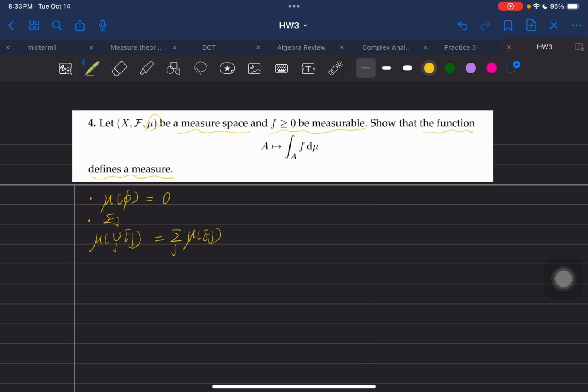Yeah, this first one makes sense, right? Because the measure is essentially we assign a size to a set. So if there's nothing in the set, then the size of the set would be just 0.